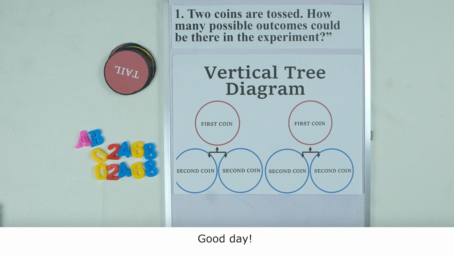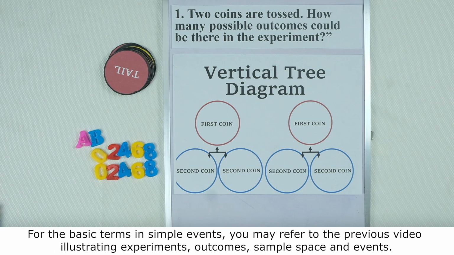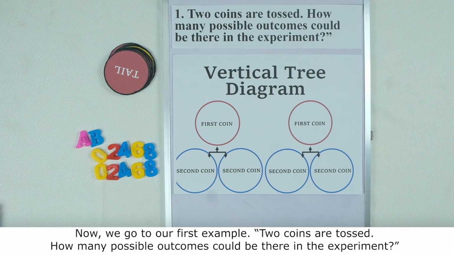Good day. In this video, we will be learning about how to accurately count and list the number of occurrences of an outcome in an experiment using a tree diagram. For the basic terms in simple events, you may refer to the previous video illustrating experiments, outcomes, sample space, and events. Now, we go to our first example.